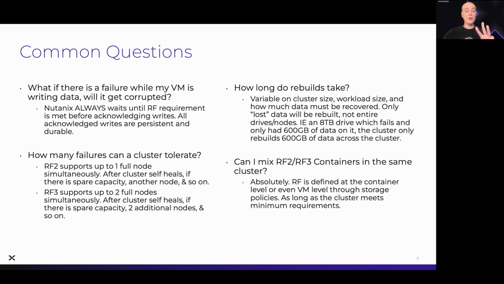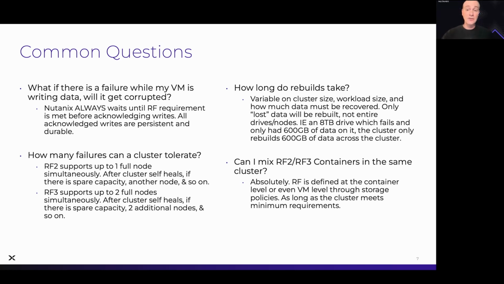If you're running an RF3 cluster, remember that means there are 3 distributed copies of your data blocks. That means you can lose 2 simultaneous node failures and you'll still have that one copy out there. That means your cluster can reprotect it automatically. After the cluster self-heals, you can again withstand up to 2 simultaneous failures.